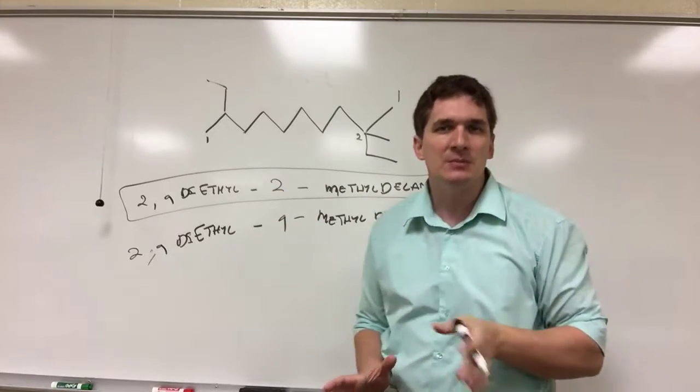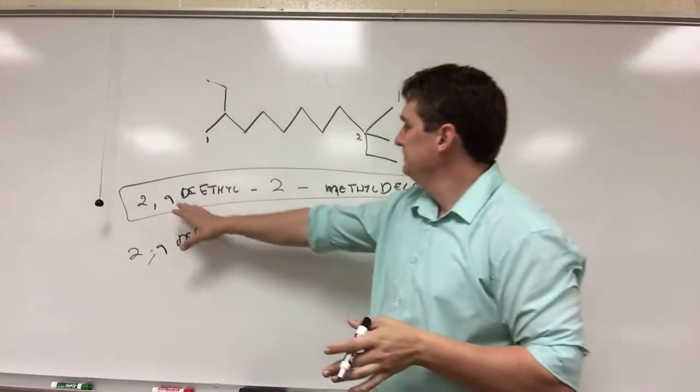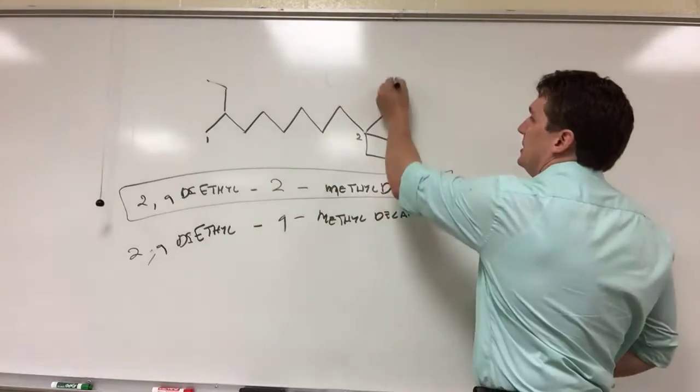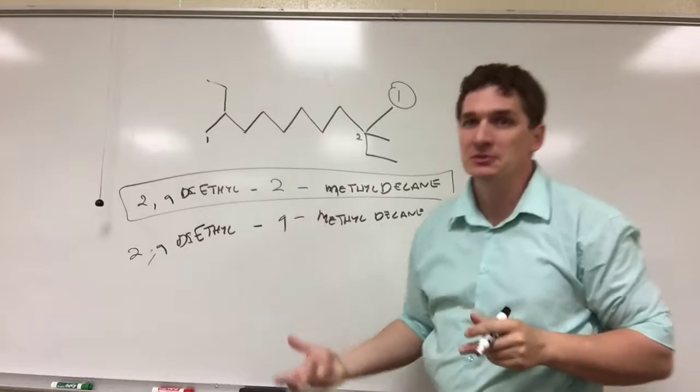So a little bit confusing, but you'll start seeing this, and typically we don't do really insanely branched things. But in this case, we want to do the 2,9-diethyl, 2-methyl, with this being the starting carbon, because if we look at it, it's going to change the number on the methyl position and it will reduce it.